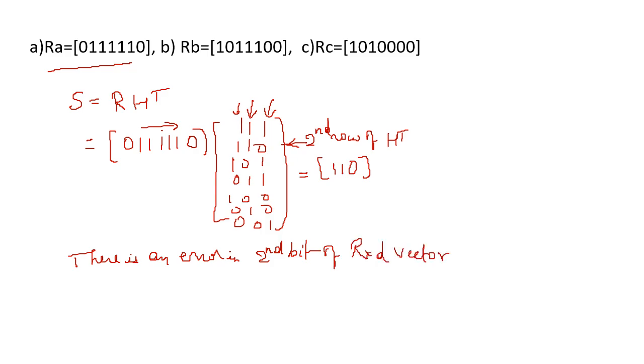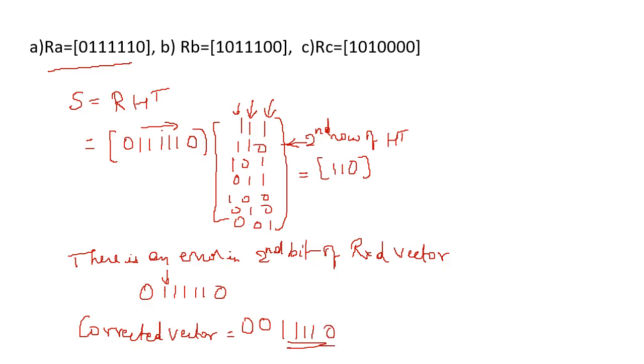So how to correct it? This is the received vector here: 0, 1, 1, 1, 1, 1 and 0. There is an error in the second bit. To correct it, you take the complement of that particular bit. So the corrected vector will be 0, next this 1 has to be complemented as 0, then 1, 1, 1, 1 and 0. This will be the corrected vector for received vector RA.